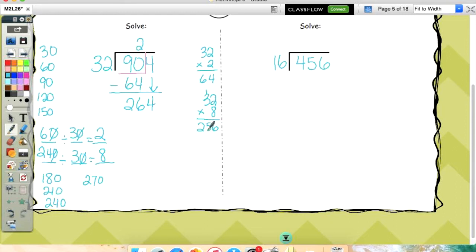Mine wasn't. I got 256. Did I do something wrong? Yeah, that's what we got. Okay. That's what everybody got. Okay. So my answer to this looks like it's going to be 28 remainder 8.